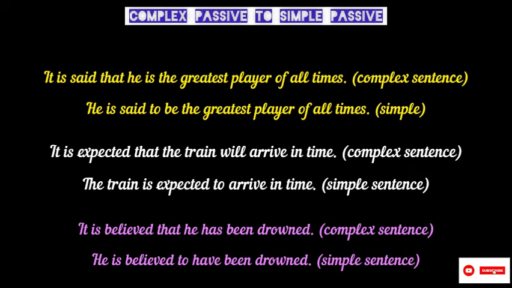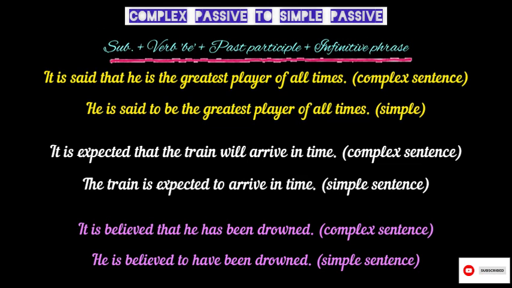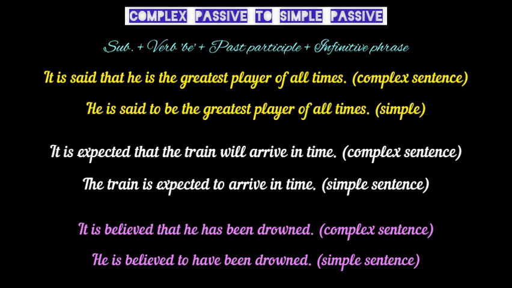Now we can change this complex sentence in the passive voice into a passive simple sentence. For that, we use the structure of subject plus verb be plus past participle plus the infinitive phrase. So we are removing the introductory it and we are also removing the conjunction that. In this way, we have the simple sentence in passive voice, he is said to be the greatest player of all times.